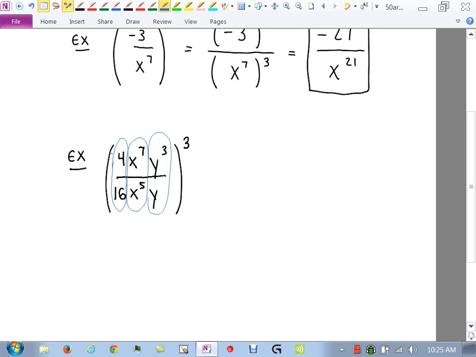So the standard way we do it is we look in the parentheses first, and we say, can we simplify that first? I can figure out what x to the 7th over x to the 5th is, right? What is that? X squared, right? What about y to the 3rd over y? Y squared. So we're using the subtraction property there, right? Where we subtract the exponents. And then what about 4 over 16?